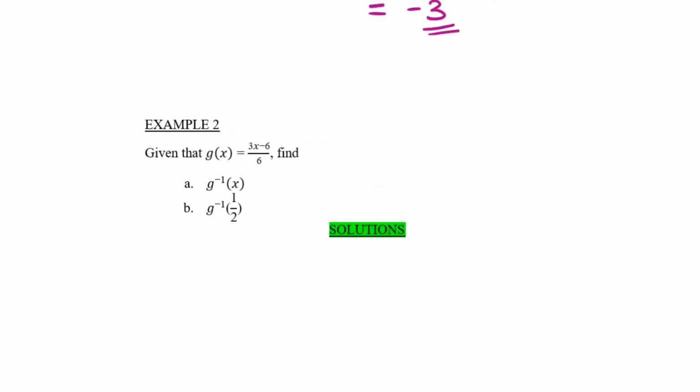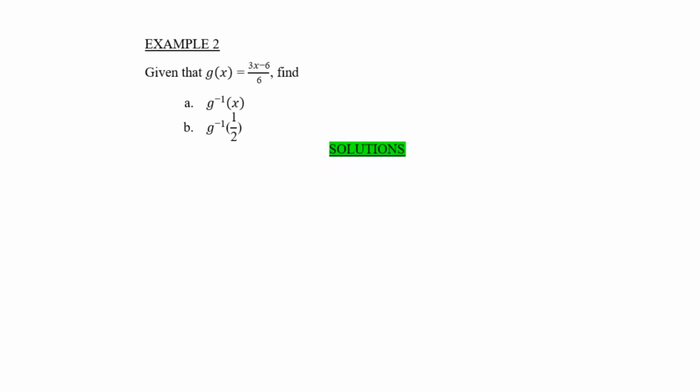Alright, we can go to example 2. Example 2 is talking about the inverse of g. So I've just deliberately changed from f of x to g of x. So it's not always that a function will be denoted by f of x. Sometimes we can use g of x, and sometimes we can use any other letters. Okay, so here we are given that g of x is equal to 3x minus 6 over 6. So this function here is g of x, then we are asked to find g inverse x.